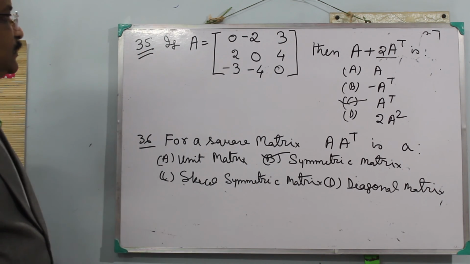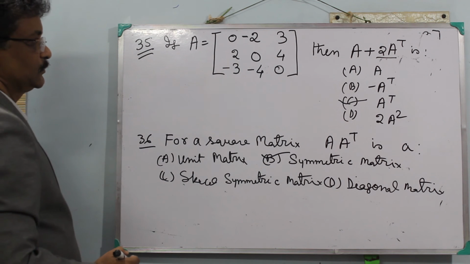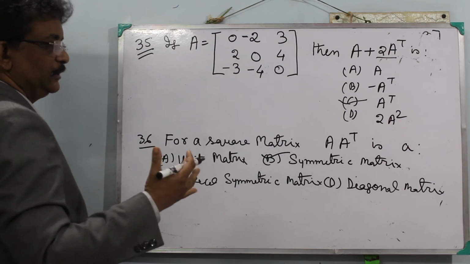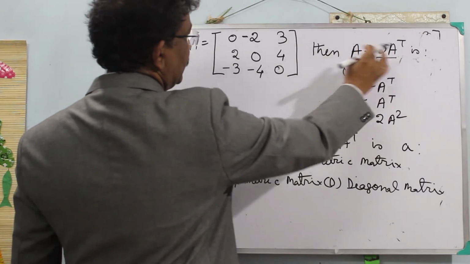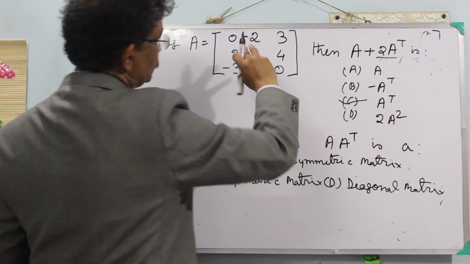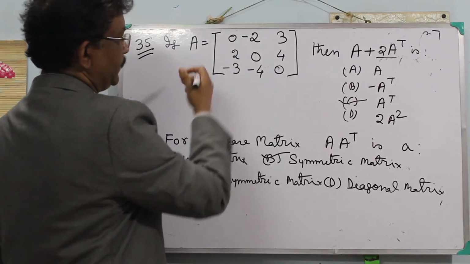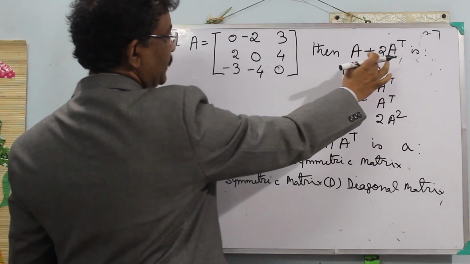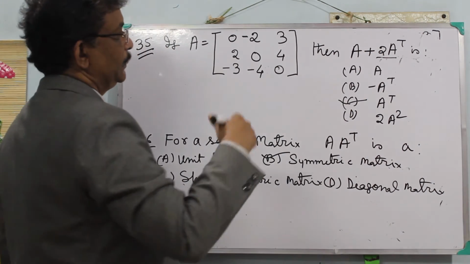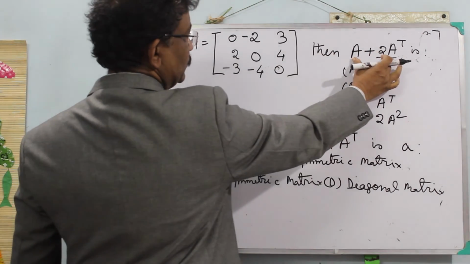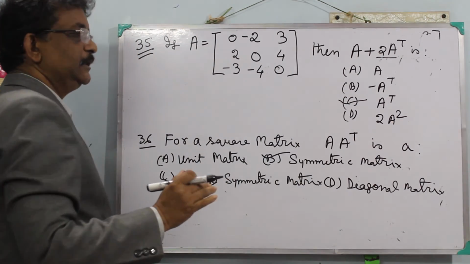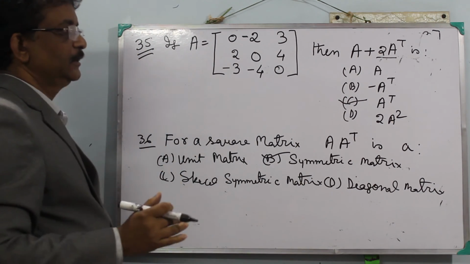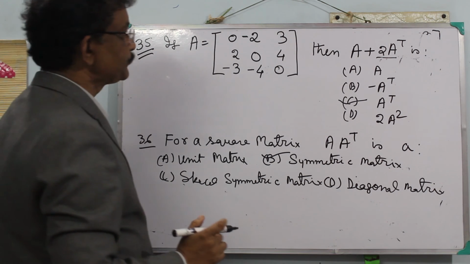So let's try this one. A plus A transpose. You can do it in a lengthy process. This is A, then A transpose. You can make A transpose and multiply each element by 2. Then add this to A, then the answer will become this. But I will do it in a shorter way using the property.